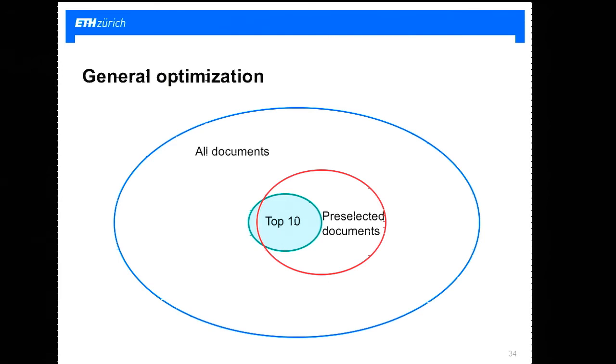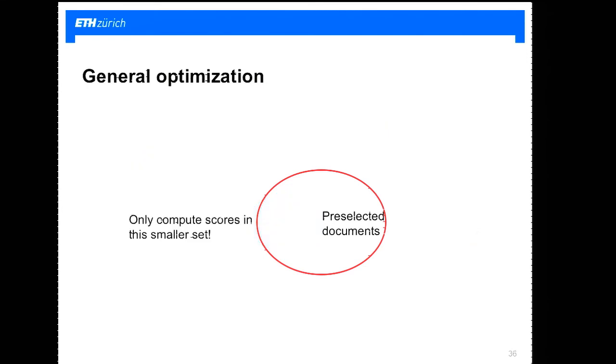What's the consequence of that? Well, the consequence is this here. We lose this. We would have maybe relevant documents here in the top 10 that we would have had. But if we pre-select the documents, we will miss that part and only return a different top 10. So we only do that, and we have an inexact top 10. And actually, it turns out that this works really well to do it that way.